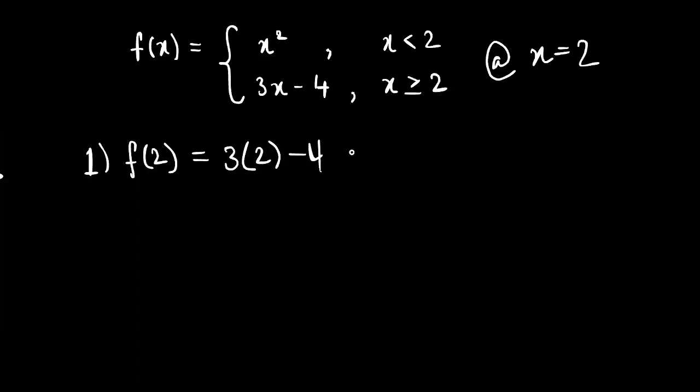So we would simply plug in this value of 2 into this branch of the function, and that is going to be 6 minus 4, or 2. And this is clearly a defined value, and it's within the domain of this function. So the first criteria is met.